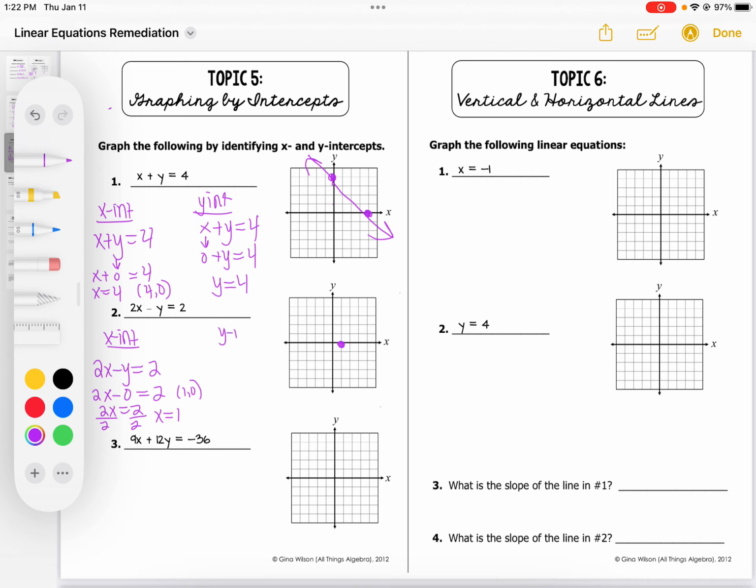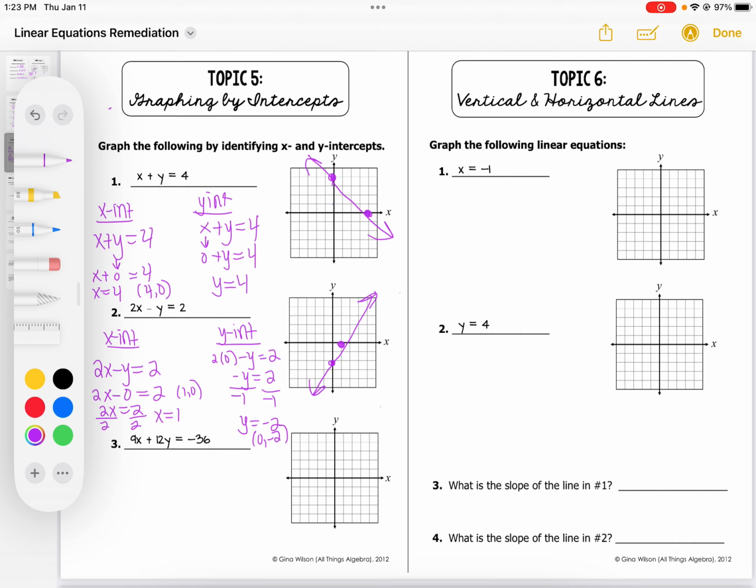The y-intercept. We take 0 and we replace it in for x. 2 times 0 is just nothing. You get negative y equals 2. To solve that, you would divide by negative 1, and you get y equals negative 2. That means that this has a y-intercept of 0, negative 2. You plot the 2 points, you connect your line, and you graph by intercepts.